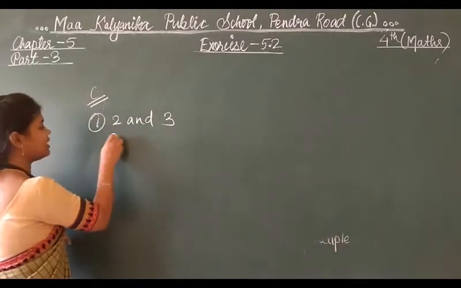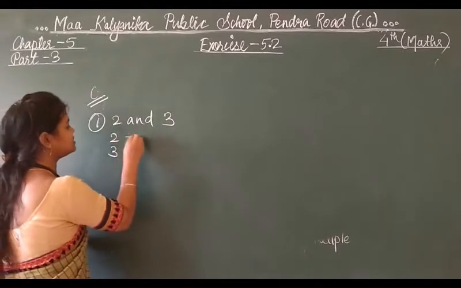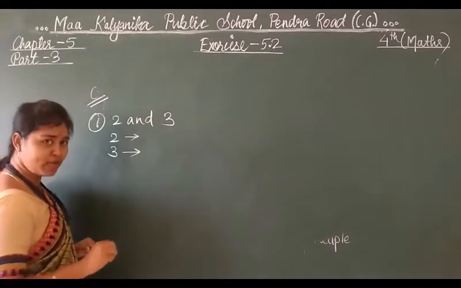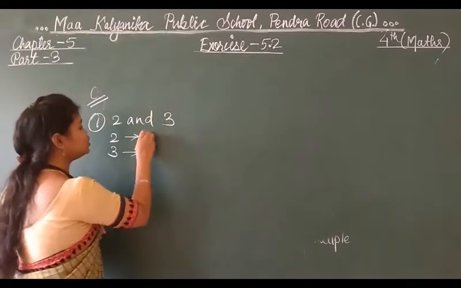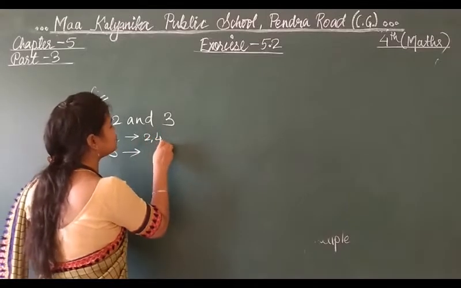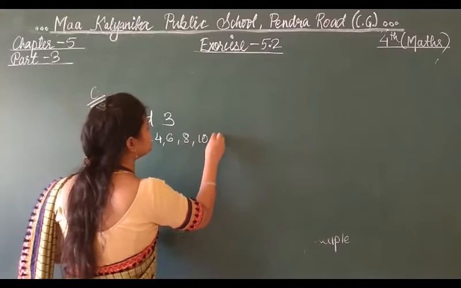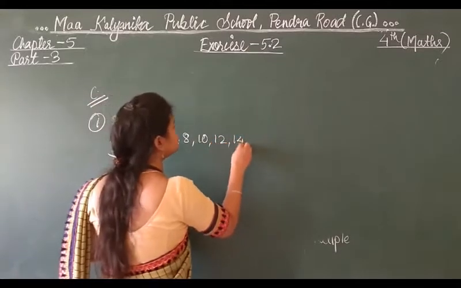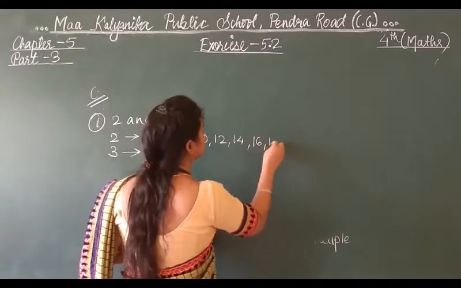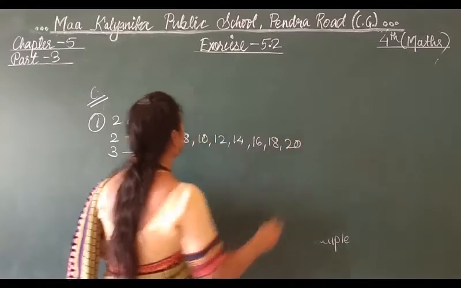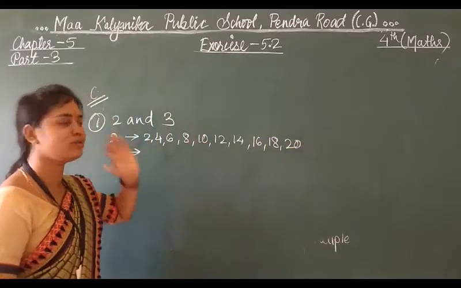So now for writing the first 10 multiples, I will write 2 and 3. It is very easy. 2 1s are 2, 2 2s are 4, 2 3s are 6, 2 4s are 8, 2 5s are 10, 2 6s are 12, 2 7s are 14, 2 8s are 16, 2 9s are 18 and 2 10s are 20. So these are the 10 multiples of 2.